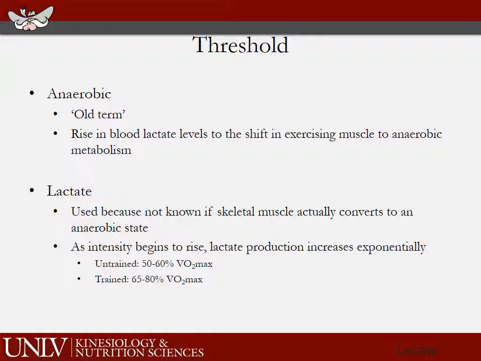Blood lactate production increases exponentially as intensity increases. And these training values show that through training, you can shift the point of lactate production closer to your VO2 max, right? So in untrained people, it's 50 to 60%. In trained, anywhere from 65 to 80%, which is killer because that means you can run at a faster marathon pace without having this buildup of lactate throughout your system.